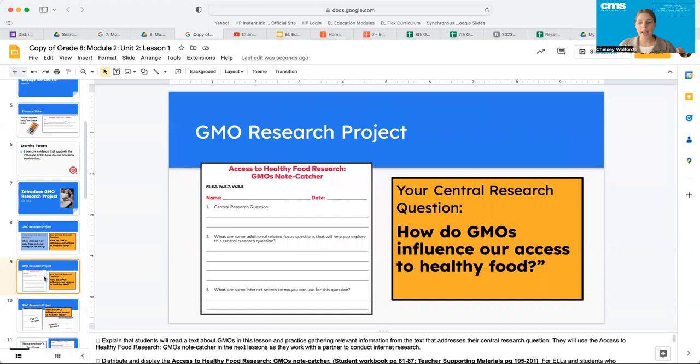All right, you've got a note catcher. In your workbook, this note catcher goes from page 81 to 87. There are all types of questions that it's going to help probe your research. What I would like for you to do at this point is read a text about GMOs, To GMO or Not to GMO, and practice gathering information from that text that addresses the central question. You're going to use this note catcher in the next lessons as we work through some primary sources, and you're going to work with a partner to conduct internet research, okay?